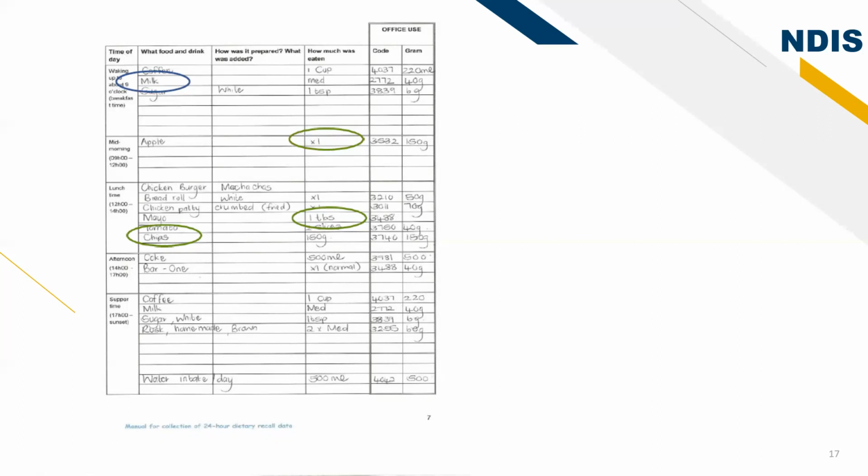And then the mayonnaise over here, it was 1 tablespoon. So was it heaped? Was it level? Then we have to decide, is it usually heaped with mayonnaise or is it usually level? So how are we going to do that?